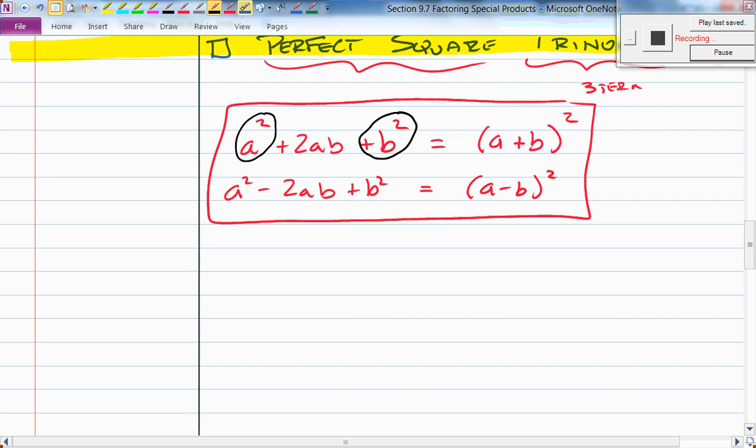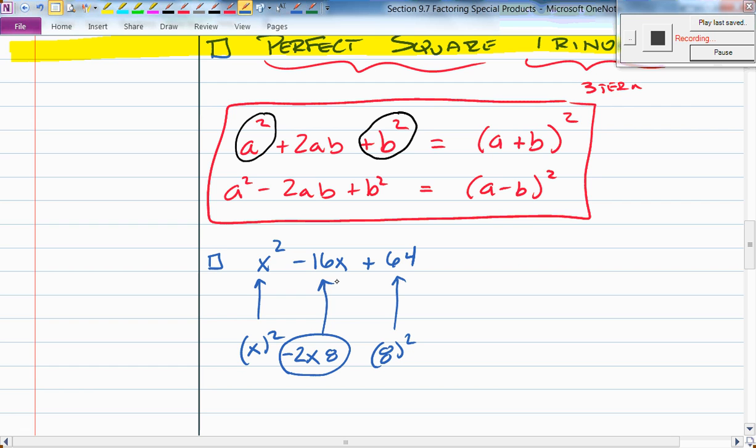Alright, so let me give you some examples for this. This one's a little bit more tricky, and once you see a few of them, you'll start to understand. So if I have x squared minus 16x plus 64, this is a trinomial, right? And do you notice that the first thing is x quantity squared, and the last number is 8 quantity squared? Is that true? Then if I multiply a negative 2 times x times 8, do I get negative 16x? Yes, I do. So that means that this will automatically factor to x minus 8 all squared.